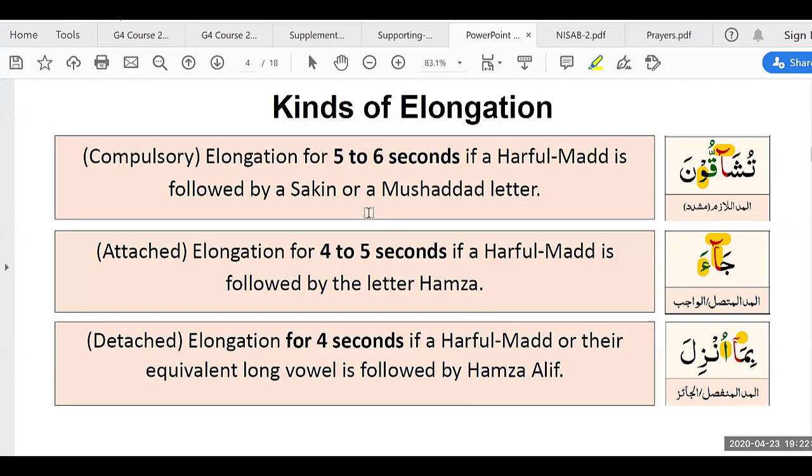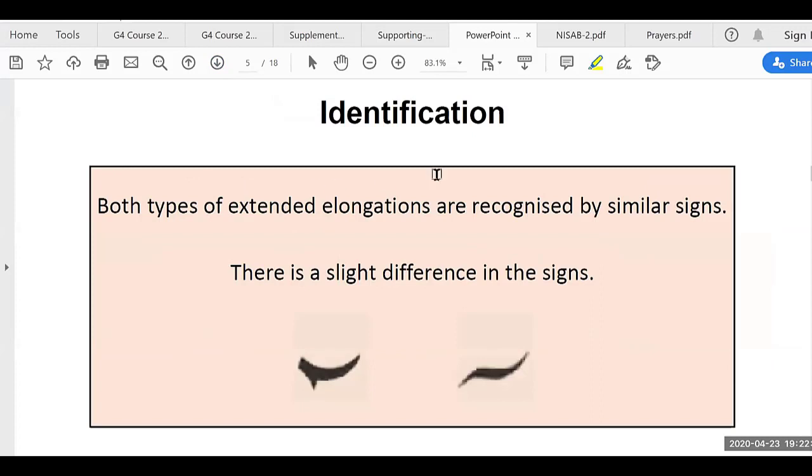Okay, Jazakumullah. I hope that everyone was repeating after me. So identification is easy, but at the same time, we have to carefully look at the words. Both types of extended elongations are recognized by similar signs. You can see the signs here. However, there is a slight difference in the signs, and we already looked at some examples earlier.